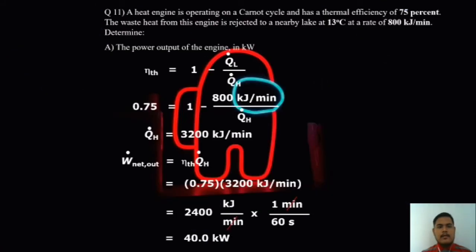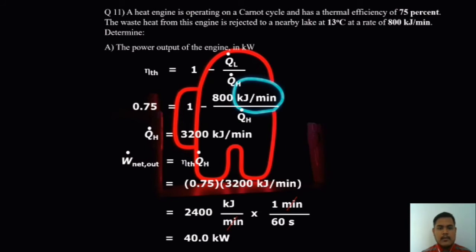Okay, now the last question from me, which is, a heat engine is operating on a Carnot cycle and has a thermal efficiency of 75%. The waste heat from this engine is rejected to a nearby lake at 13 degrees at a rate of 800 kilojoule per minute. Determine the power output of the engine in kilowatt. First of all, we need to find the QH, which is from the equation thermal efficiency equals 1 minus QL over QH.